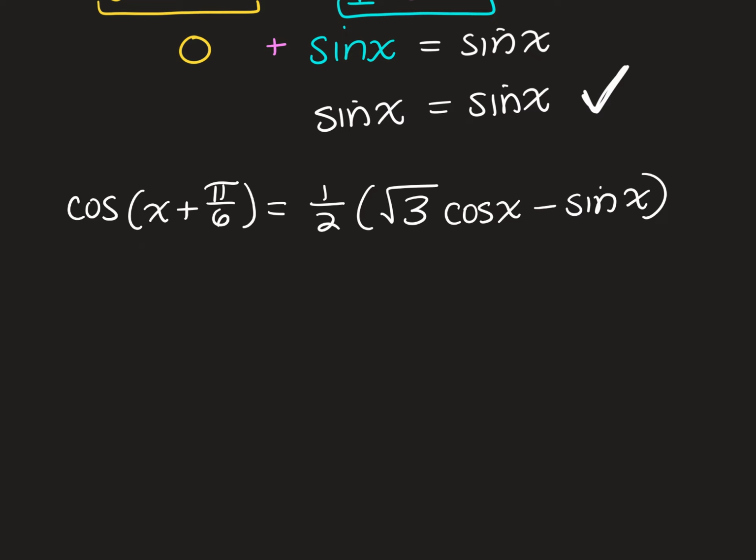So if we go back to our formula sheet, back to our reference sheet, I'm sticking with cosine for now. I'm looking for where the cosine of two angles being added together is, because that's what I have on the left-hand side of this equation. I have cosine of x plus pi over 6. So it's still cosine, but now it's this expression.